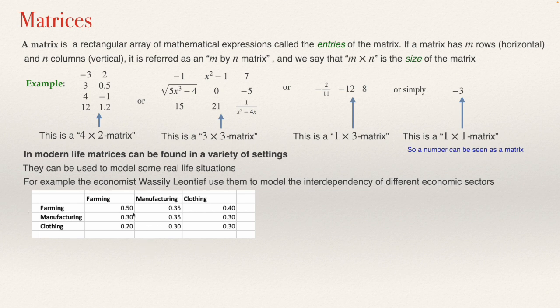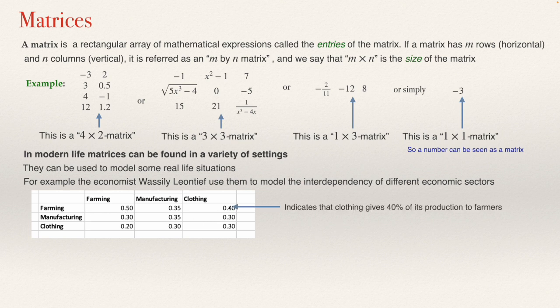And if we see here, for example, 0.50, it means that farming is giving 0.50 or 50% of its production to itself, to farming. But it is giving 0.30 or 30% of its production to manufacturing. Or for example, we see here that manufacturing gives 0.30 of its production to clothing. Again, here we are speaking first about columns and then about rows, different than in mathematics, where we speak first about rows and then about columns.